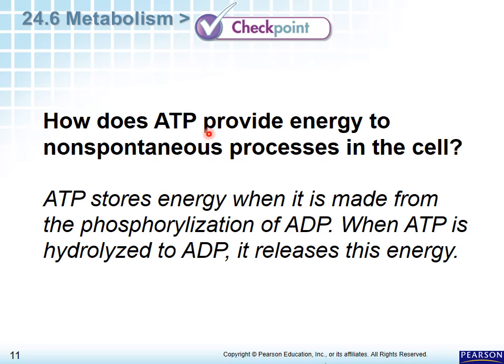How does ATP provide energy to the non-spontaneous process in the cell? ATP stores the energy when it is formed from the phosphorylation of ADP. When ATP is hydrolyzed to ADP, it releases the energy, meaning vice versa.